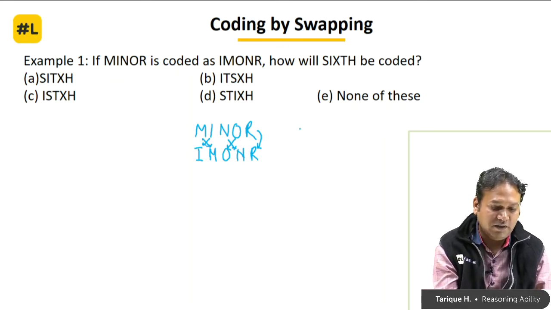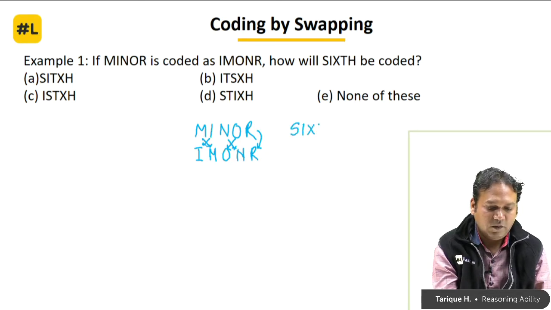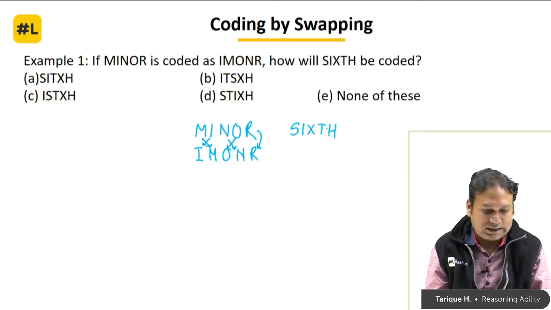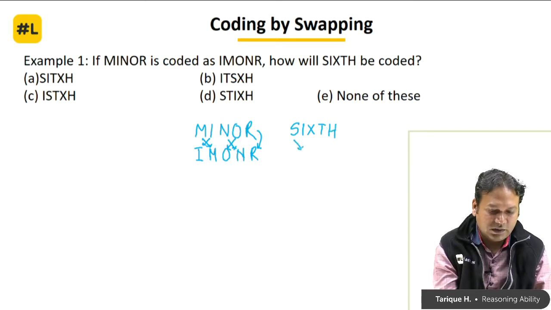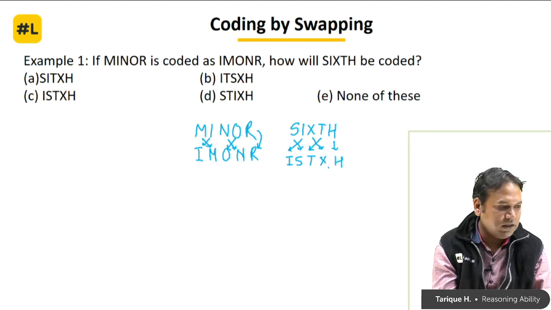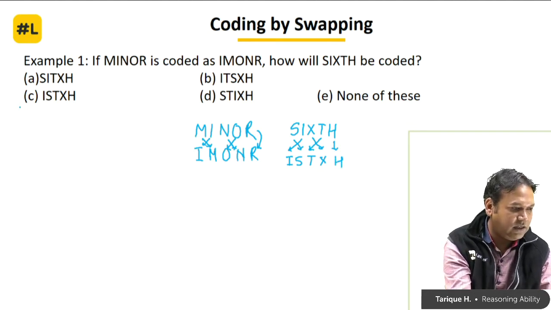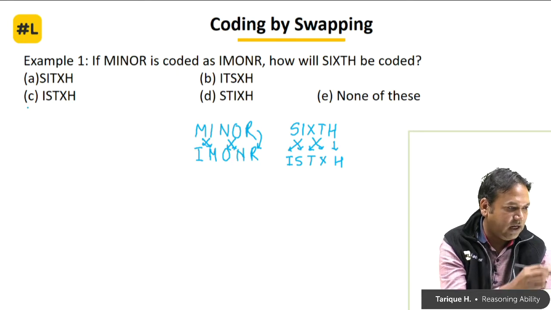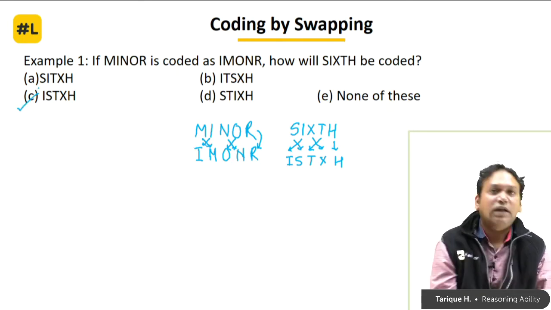So if you do the same thing with the word sixth, what will be the code? What will be the code for the word sixth? Same thing we do, S and I becomes I and S, X and T becomes T and X, and H remains in its position. So yes, as you have got the answer right, Vakar, you have got the answer, Vishaka has done. So the answer is C.